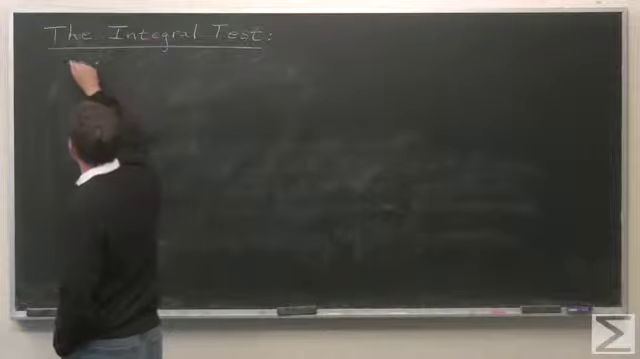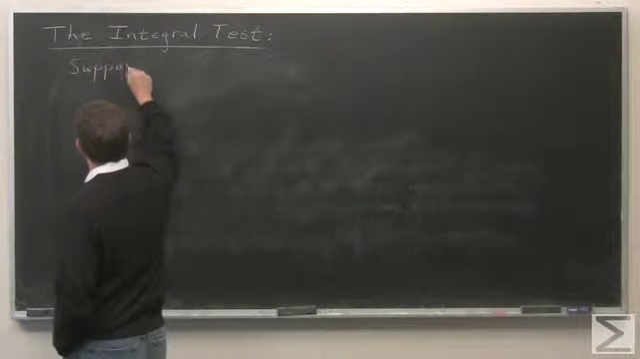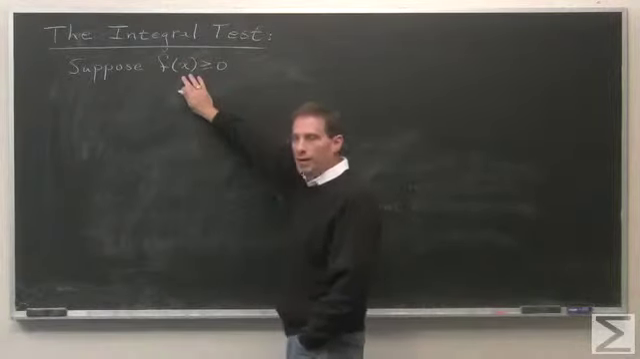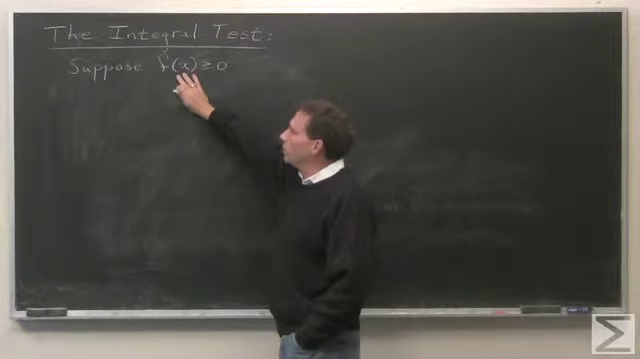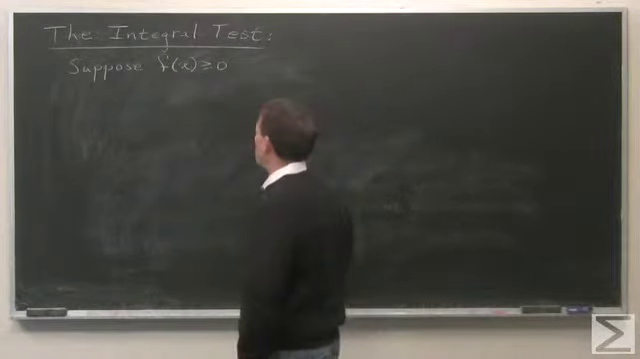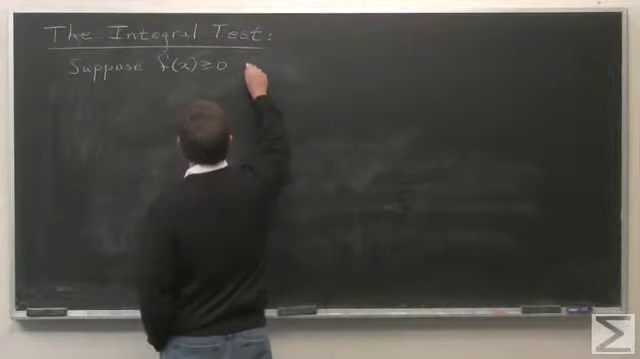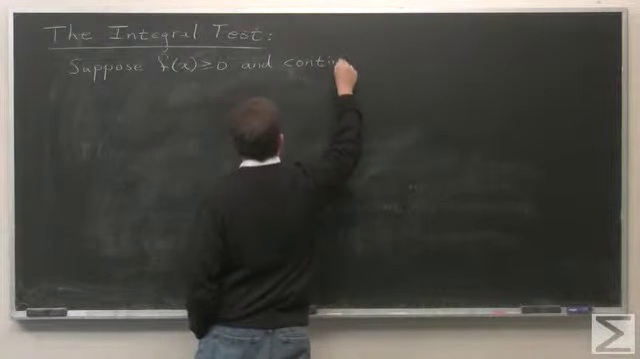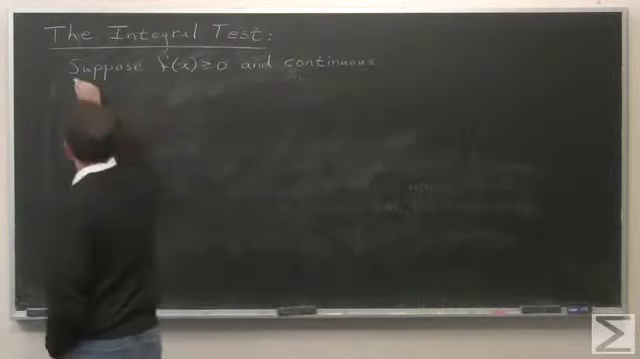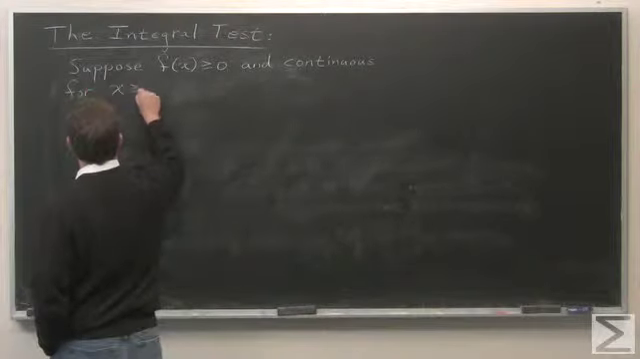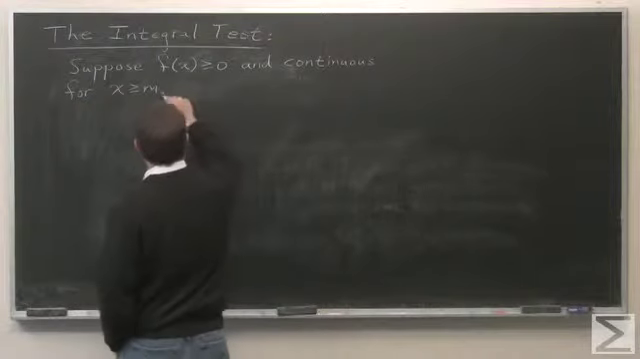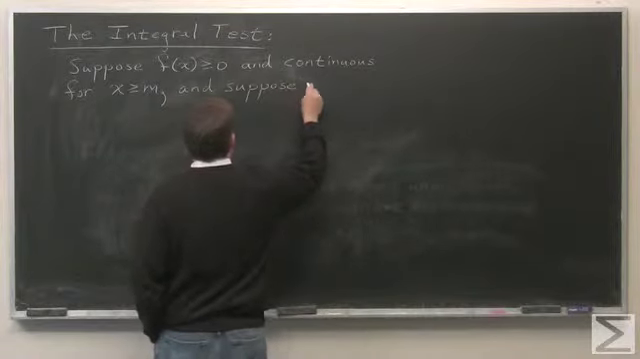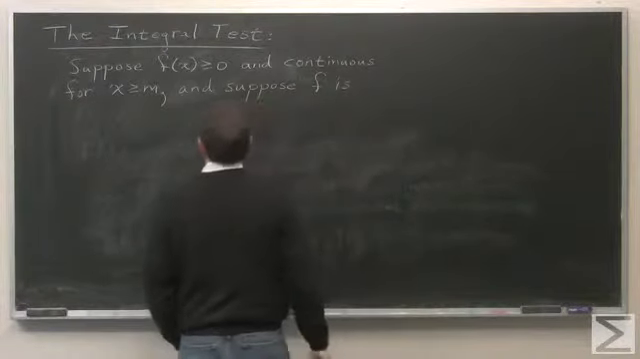So you start with a function. Suppose f of x, we're going to use it to define a sequence, and we want it, a series, and we want it to be a non-negative series, so we're going to require f of x to be greater than or equal to 0. Suppose f of x is greater than or equal to 0 and continuous for x greater than or equal to some m. And suppose f is decreasing. So as x gets bigger, f of x gets smaller.